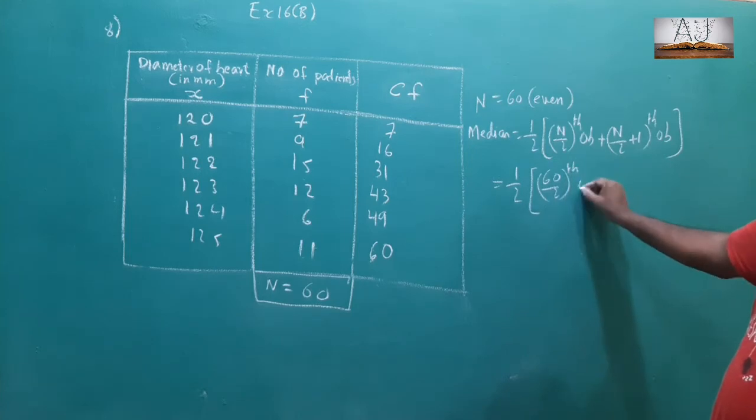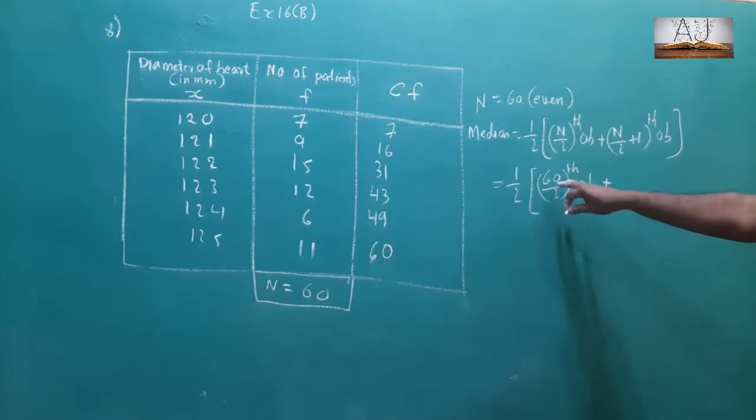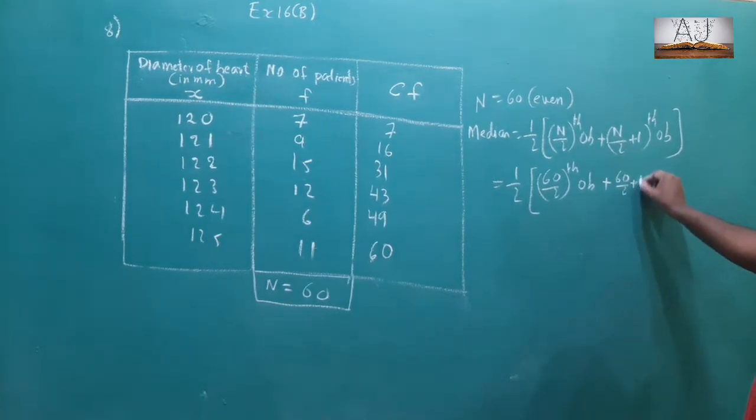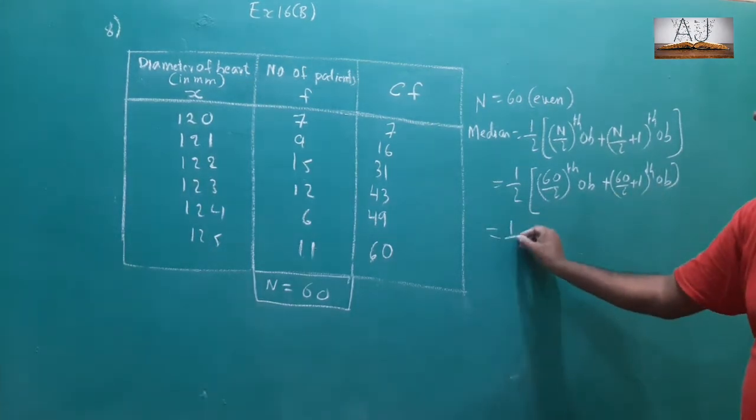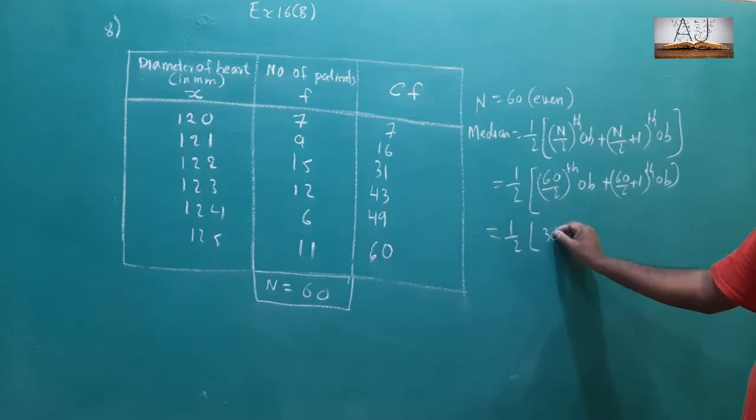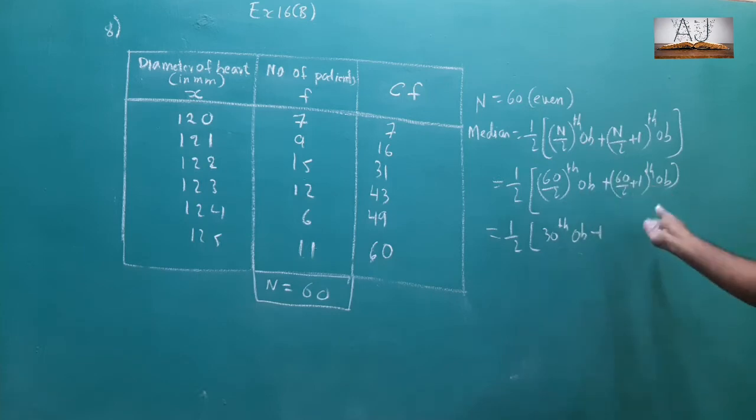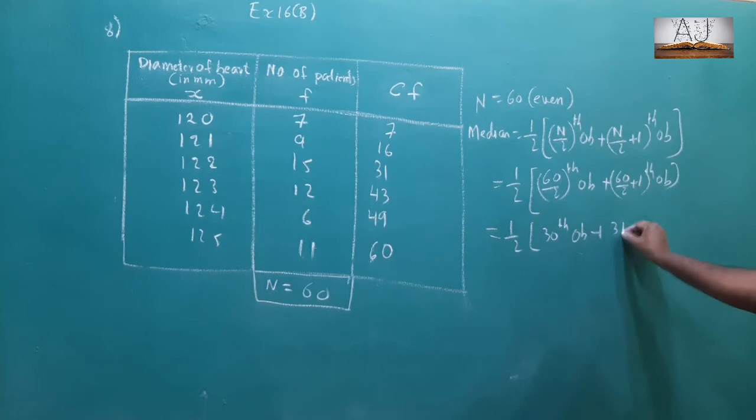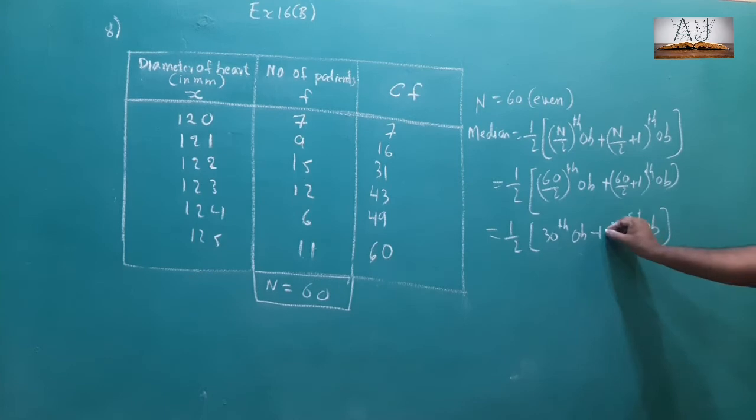Don't forget to write the th observation or th term. Don't just write 30 and 60 by 2 and all, because you will have confusion and you may make mistakes. So 60 by 2 plus 1 observation. See the way I'm writing it. Half of 60, 60 by 2, is 30th observation. Don't write just 30. Plus this becomes 1 greater, because 60 by 2 is 30, plus 1 is 31. So don't write th here, because 31st, you know, English. So 30th plus 31st observation.